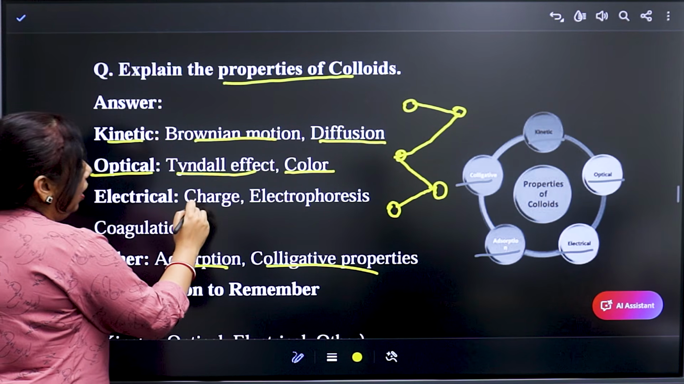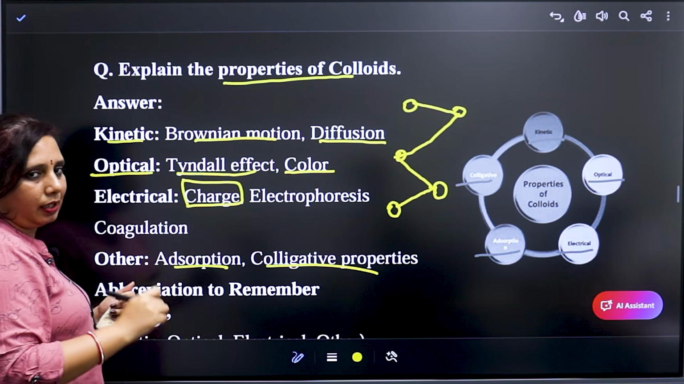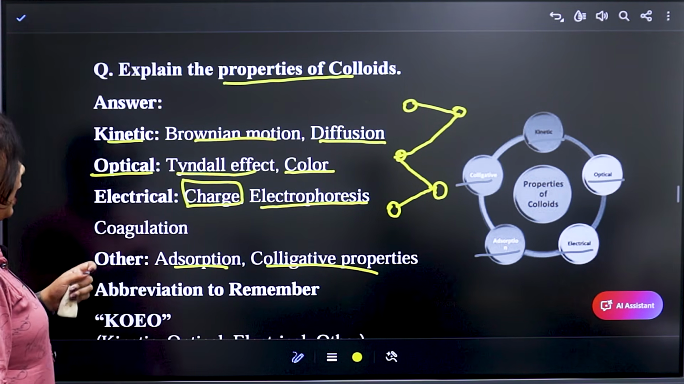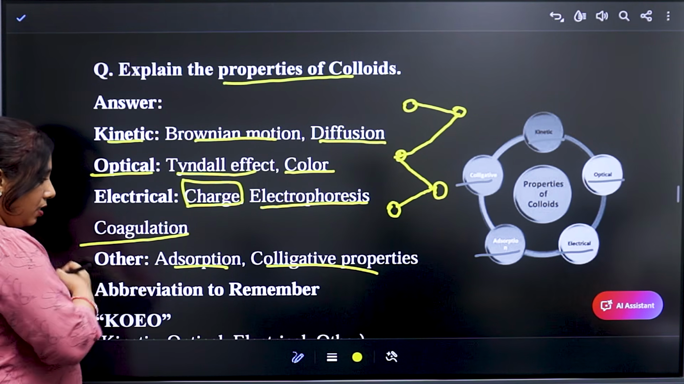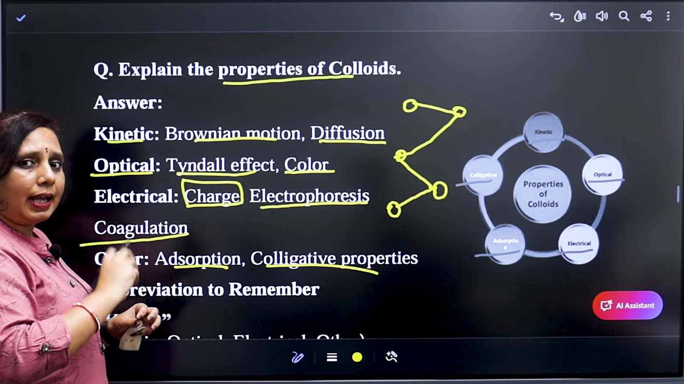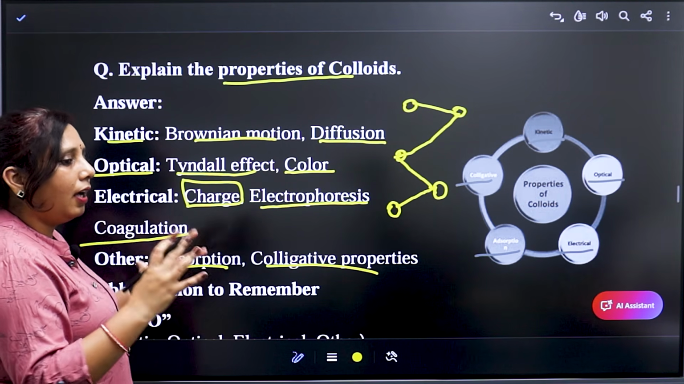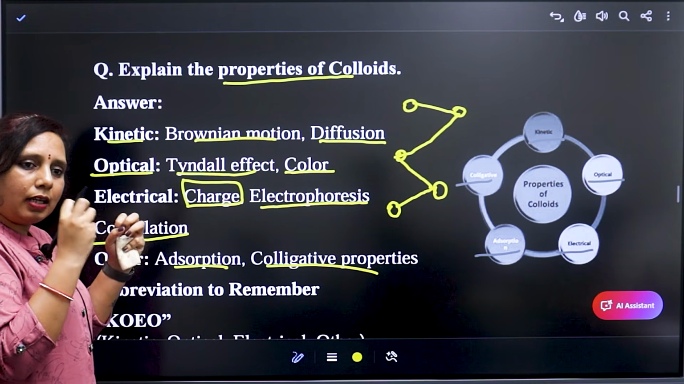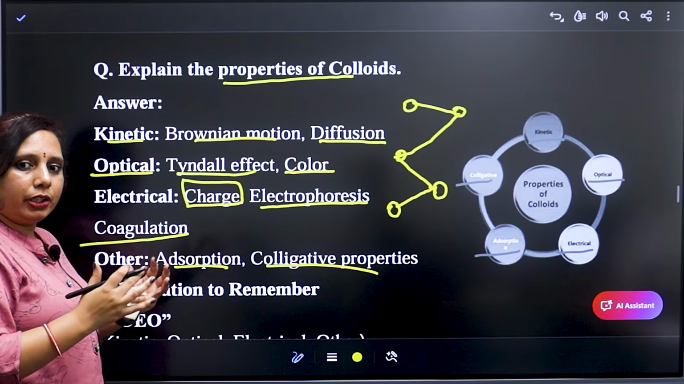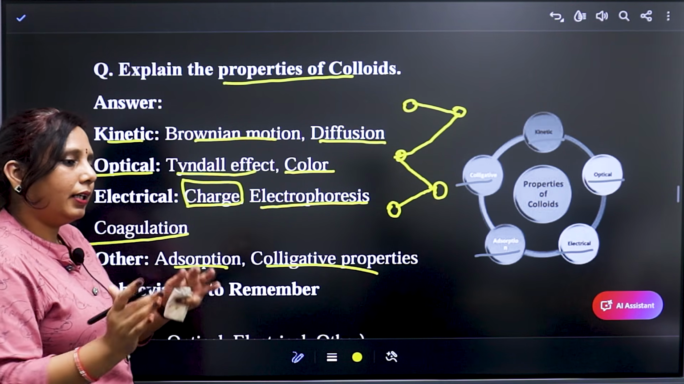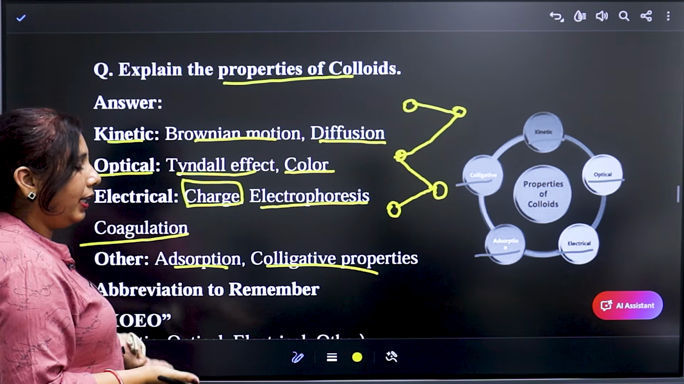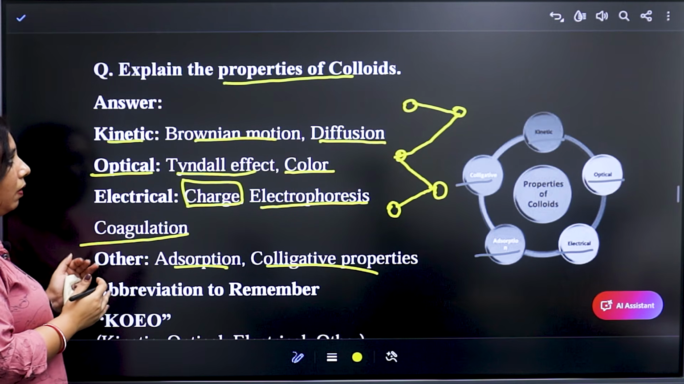Then electrical: colloids have charge and they are affected by electrophoresis, and coagulation also occurs in colloidal solutions. That means when electrolytes are added, the colloidal particles start coming closer, stick together and form one or many big particles, and the particles are separated from the solvent. So that is how coagulation occurs. This is about the properties.